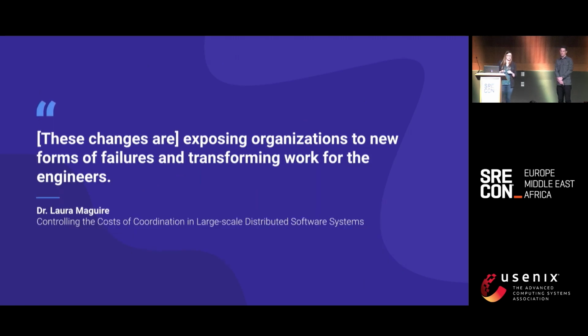So this brings me to a quote. This is from Dr. McGuire around controlling cost of coordination. What we're dealing with here, these changes, they're exposing organizations to new forms of failure and transforming the work for engineers. That's really what we want to talk about here, is new forms of failure, transforming the work for engineers. There's a surface level to this when we talk about new forms of failure that's like, okay, my vendor is down, therefore I am down, failure. Okay, that's fair and reasonable and interesting, but perhaps more interesting for us is this deeper level.